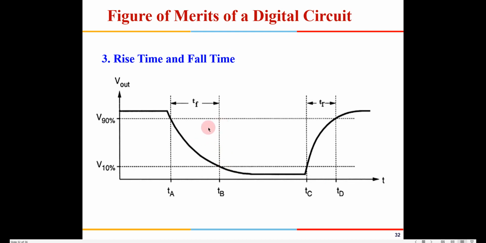Another way of defining the delays is rise time and fall time, wherein this is 90% and this is 10%. The time taken for the output voltage to fall from 90% to 10% is known as the fall time, and the time taken for the output voltage to start from 0. Now if you see here, they need not be the same.